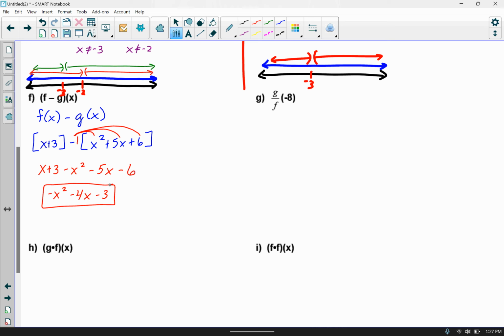We'll move over then to letter G. In letter G, it wants g over f of -8. So remember, that means g of -8 divided by f of -8. So we go to our g function. Everywhere we see an x, we plug in -8. So I have -8 squared plus 5 times -8 plus 6 up top. And on the bottom, I'm going to my f function. Everywhere I see an x, I'm going to plug in -8 plus 3.